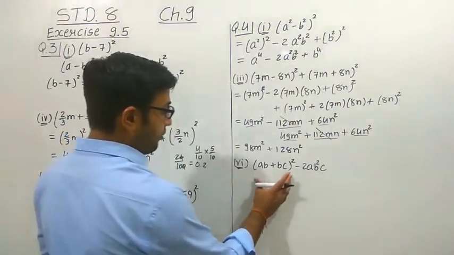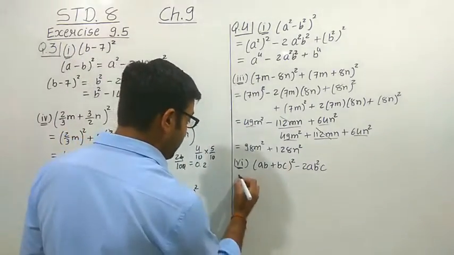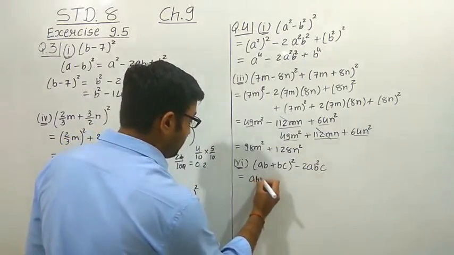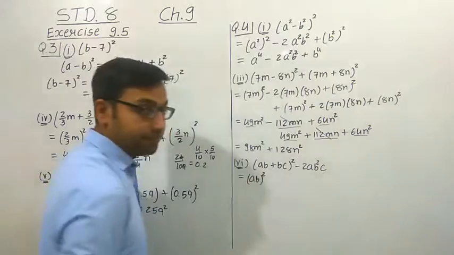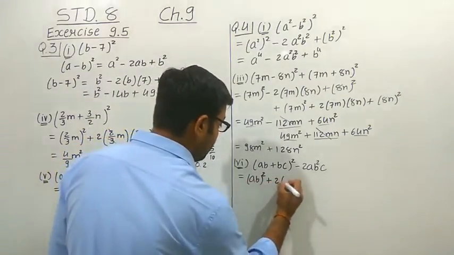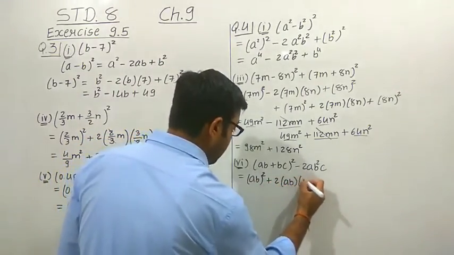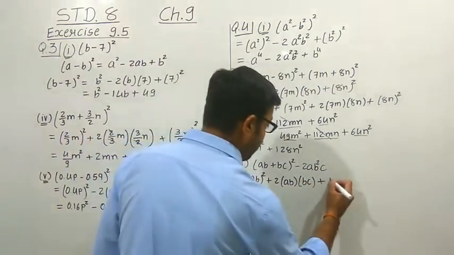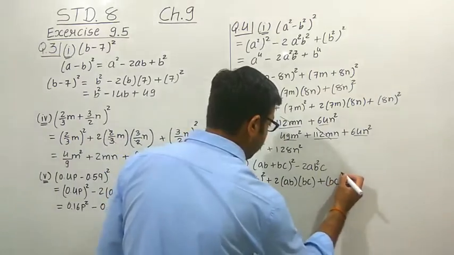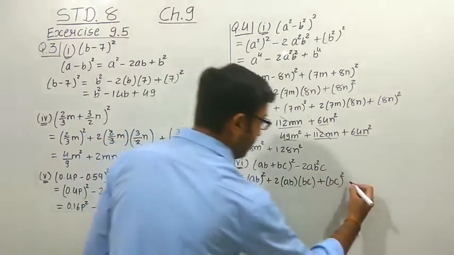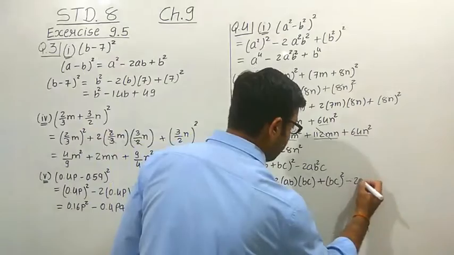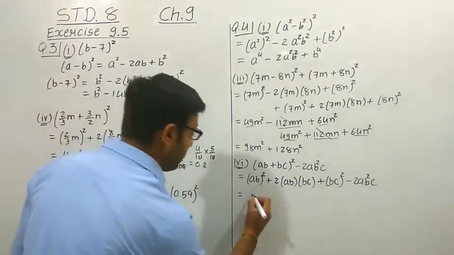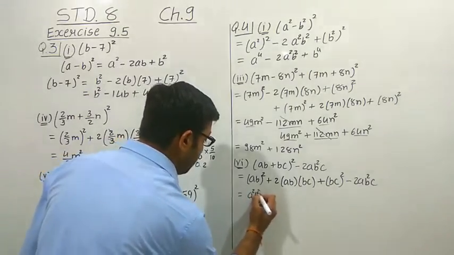For the simplification, we have to first of all apply the square here. So when we apply the square here, AB is the first term, so we have to apply the square for the first term. Now the middle term is 2 into AB into BC. And then we have to apply the square for the second term, that is the square of BC. And this term we write as it is, 2AB square C. Now when we apply the square, here we get A square B square.